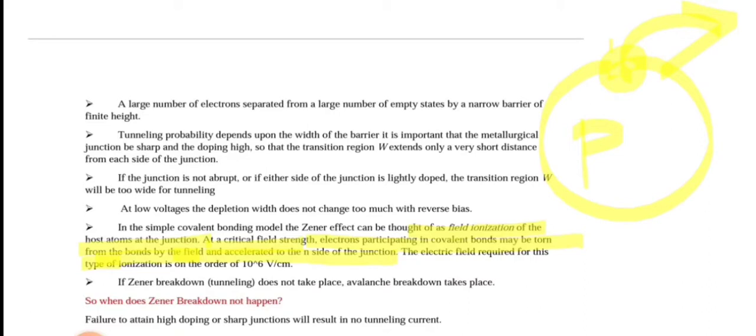The electric field required for this type of ionization is of the order of 10 raised to 6 volt per centimeter. Next, if Zener breakdown or the tunneling process does not take place, then avalanche breakdown will take place at higher reverse bias. One more point. So when does Zener breakdown not happen? The failure to attain high doping or a sharp junction will result in no tunneling effect.